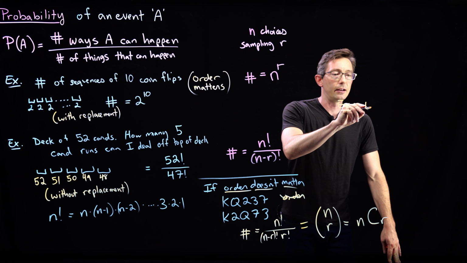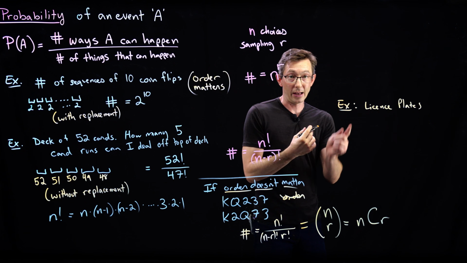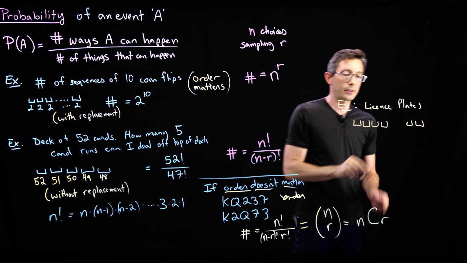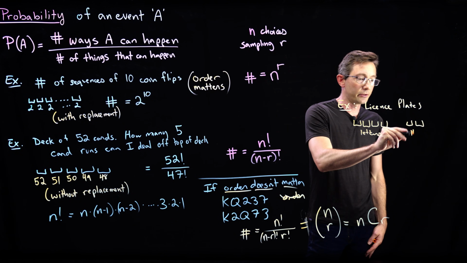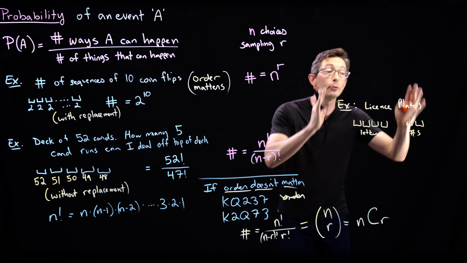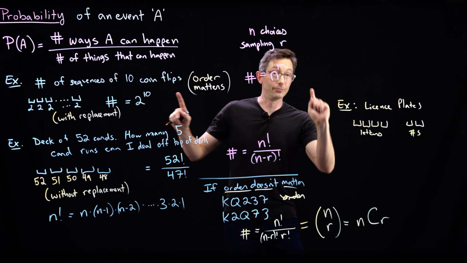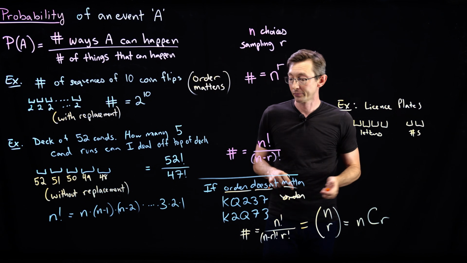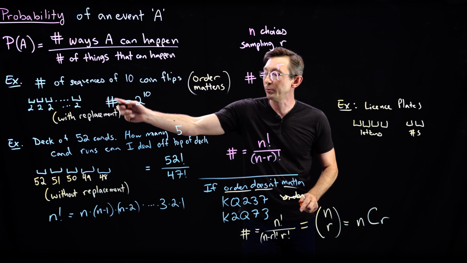Let's say that I have a license plate where it's 4 letters and 2 numbers. So these are letters from A to Z, there's 26 of them. These are numbers, let's say from 0 to 9, there's 10 of them. How many total possible license plates are there? Well, let's first think, does order matter in a license plate? Clearly, yes, order matters. So we're not going to use this formula. We're going to use one of these formulas. Order matters. And is it with replacement or without replacement?